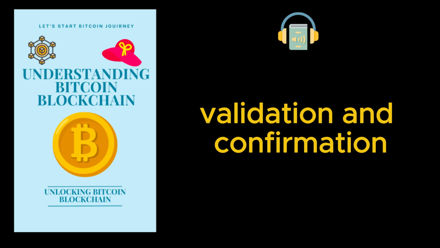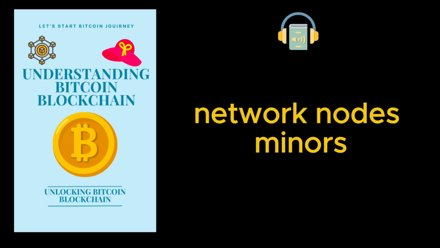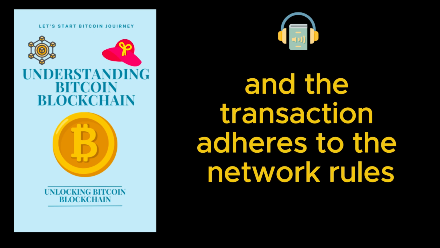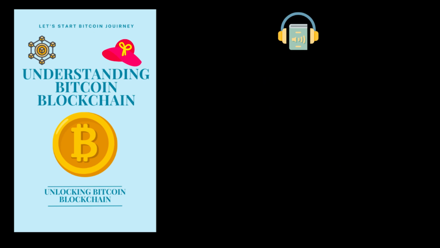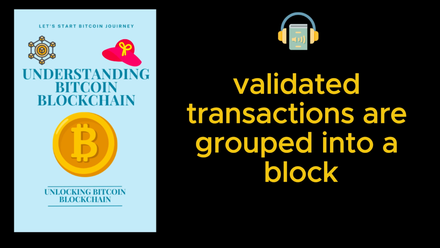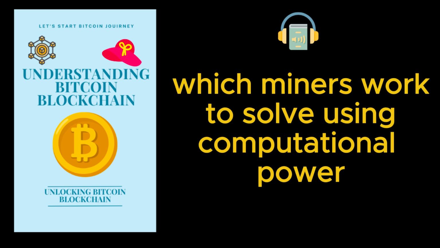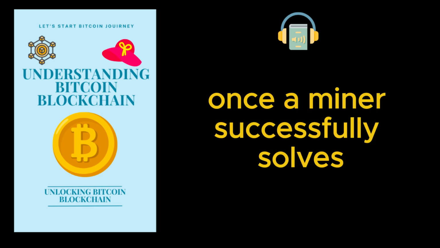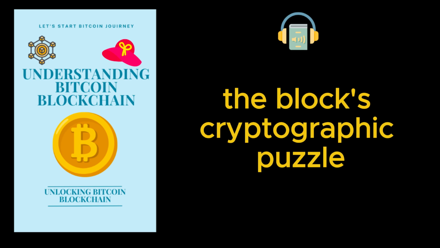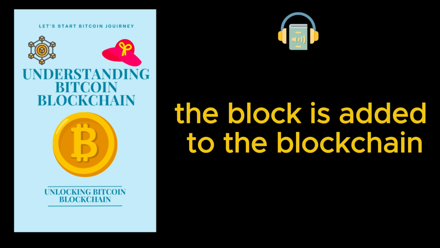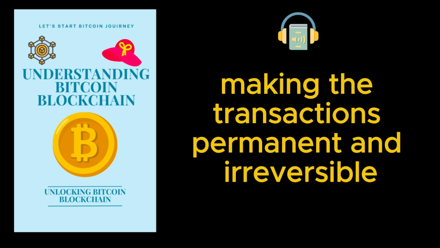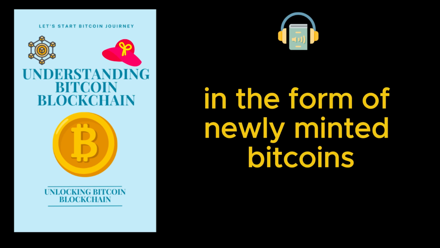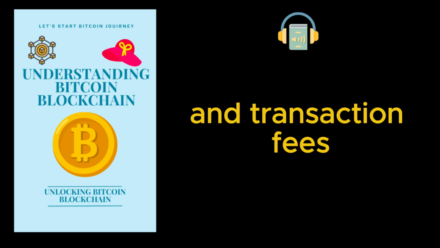Validation and confirmation. Network nodes, miners, validate the transaction to ensure the sender has sufficient funds and the transaction adheres to the network rules. Validated transactions are grouped into a block, which miners work to solve using computational power. Adding to the blockchain. Once a miner successfully solves the block's cryptographic puzzle, the block is added to the blockchain, making the transactions permanent and irreversible. The miner receives a reward in the form of newly minted bitcoins and transaction fees.